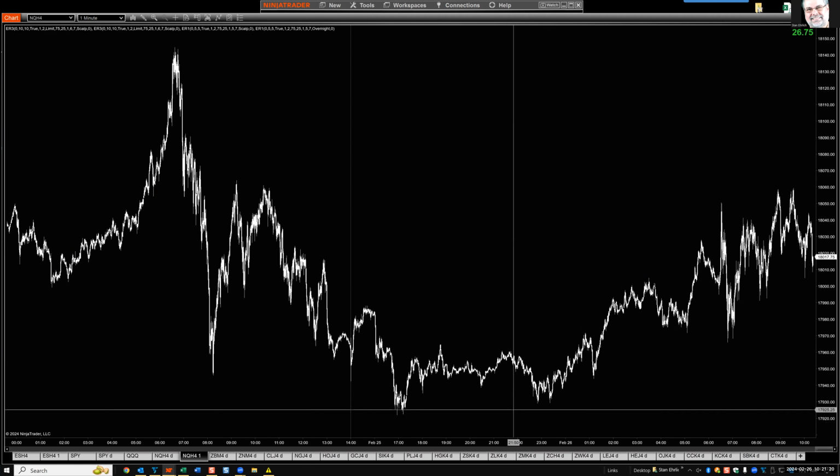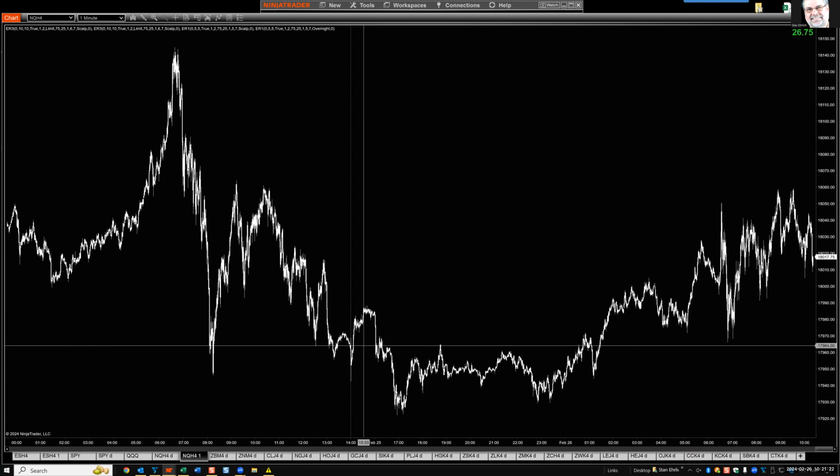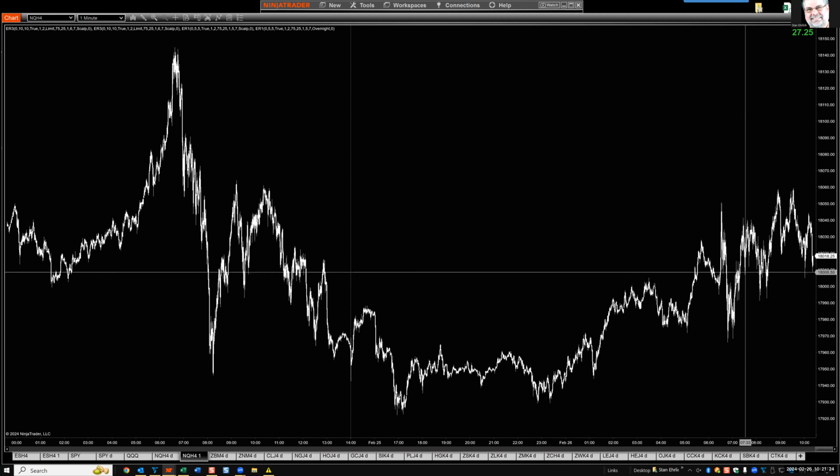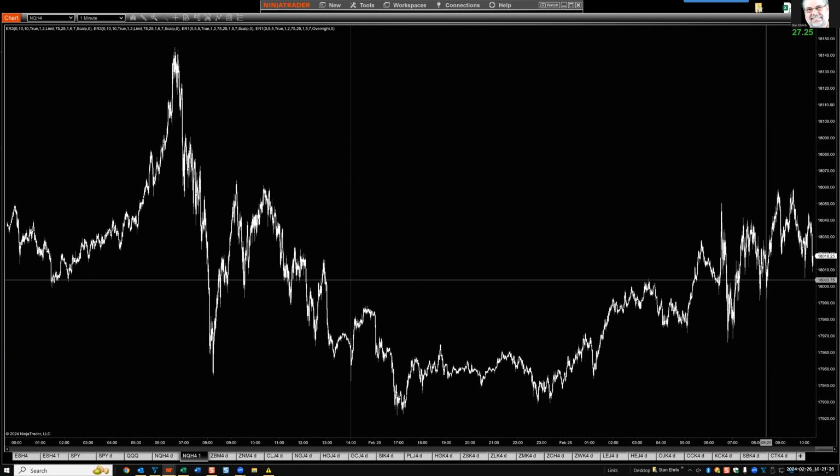Next chart is the 1 minute, and that's not current. Okay, this is how it looks yesterday afternoon, last night, and this morning so far. Not too much of a sign here of anything bearish happening, frankly.